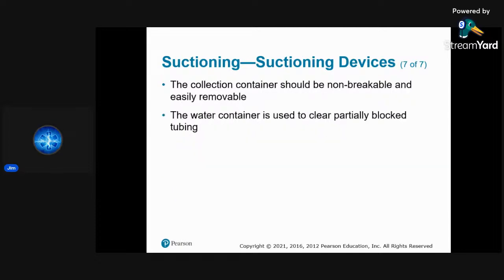The collection containers should be non-breakable and easily removable, right? They are replaceable. They're disposable. We don't clean these out. We throw them away and put a new one in. We dispose of it properly and then put a new one in. And we want some water in case we get a partial blockage of our tube. We can clear this by dipping it in water.